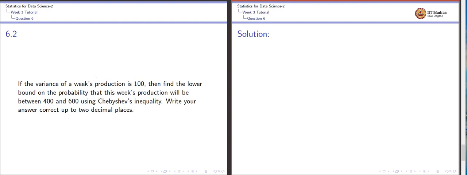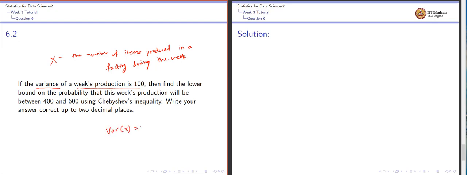So in the previous questions we have defined x as a random variable which denotes the number of items produced in a factory during a week, right? Now in this question we are given the information that the variance of the week's production is 100. That means we have the variance of x, which is 100, and we can write it as sigma square. We have to find the lower bound on the probability that this week's production will be between this range 400 and 600 using Chebyshev's inequality.